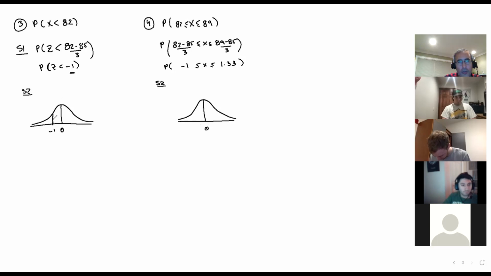Which region I'm looking for, guys? To the left or to the right? To the left. So this is my area of interest. Now, what happens here, I will be between minus 1 and 1.33, perhaps here. So what should I color? In the middle. So I should color all this part here. You agree? Okay, so now let's go to Excel.